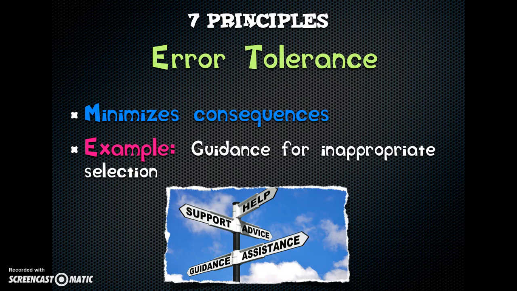The fifth is tolerance for error. The design minimizes hazards and the adverse consequences of accidental or unintended actions. For example, a program that provides guidance when the student makes an inappropriate selection in instructional software.